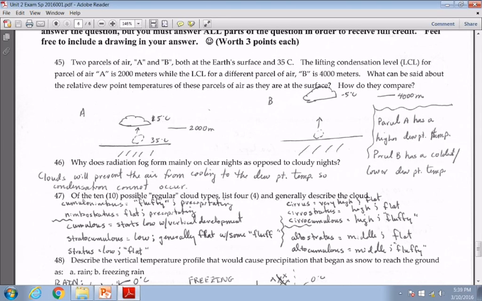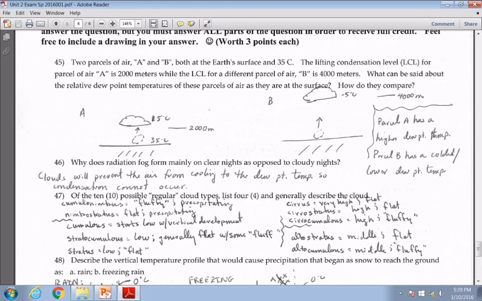Question 45, if you gave me anything, I gave you full credit, but you had to give me something. 45 was not a good question. So basically what I said is we have two chunks of air. They're both at 35 degrees Celsius. One hits the dew point temperature at 2,000 meters, and the other one hits the dew point temperature at a cooler temperature, up at 4,000 meters. And then my question was, what could you say about the dew point temperatures? And you could say that parcel A has a higher, or warmer, dew point temperature than B. So, yeah, that one won't make it to the final, I can tell you that.